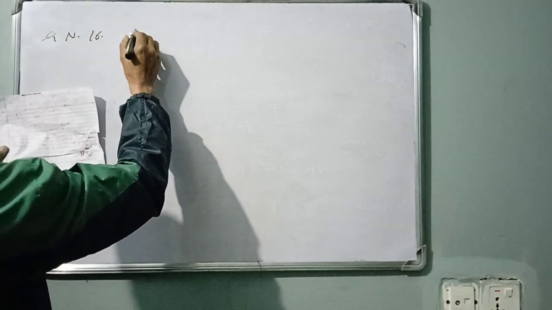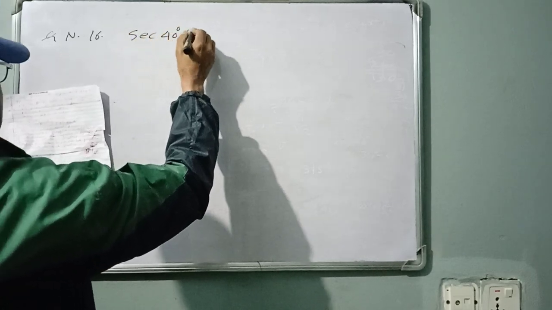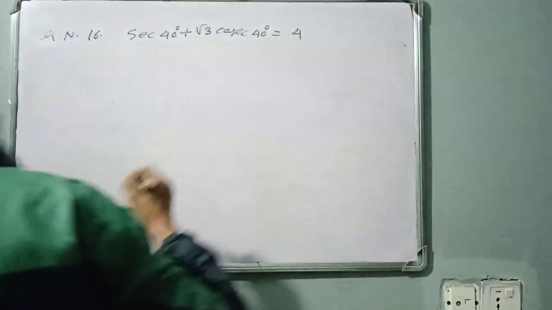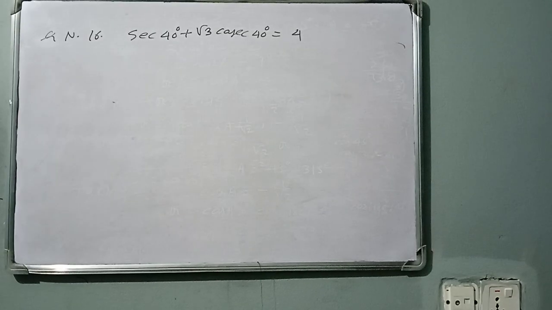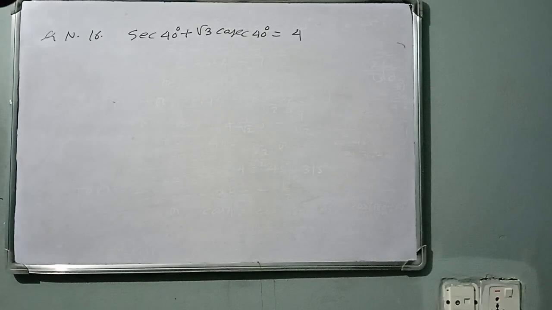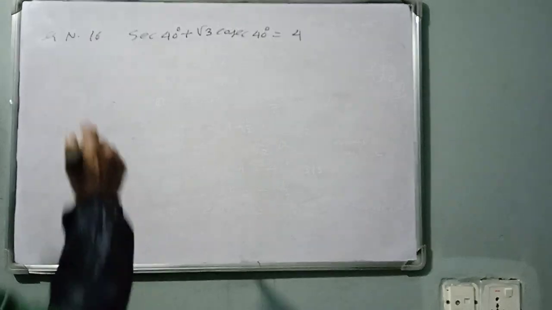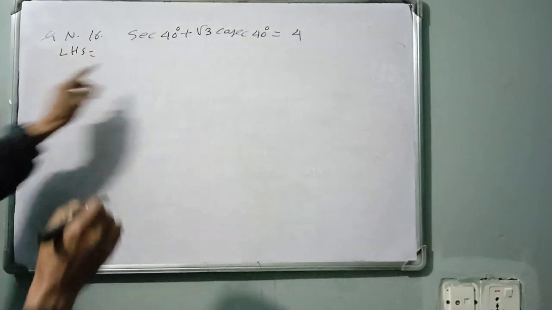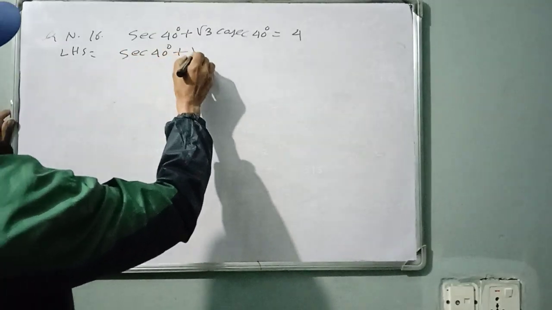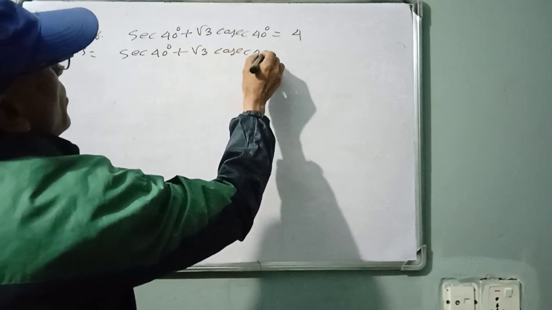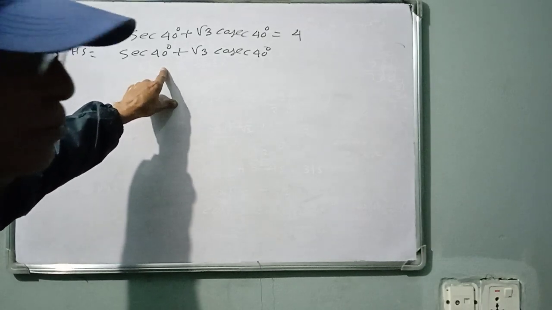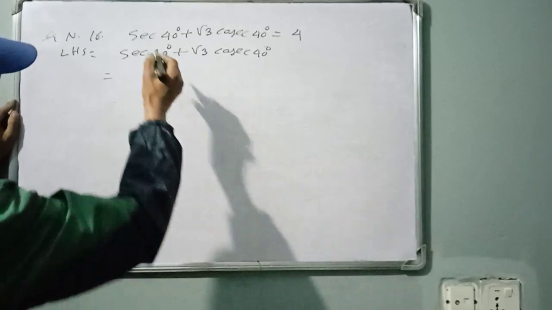Now, question number 16: sec 40 degree plus root 3 cosec 40 degree equals 4. In trigonometry, you have to practice more and see examples also, because there are so many questions in trigonometry. It is a little bit vast course. Left hand side, without using a calculator: sec 40 degree plus root 3 cosec 40 degree. If there is pi, you have to change pi into 180 degree. You cannot solve this without changing into cos.